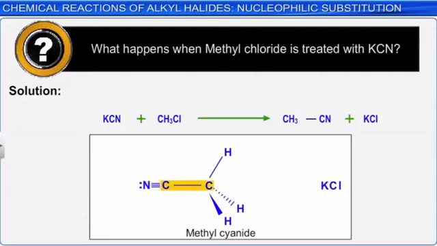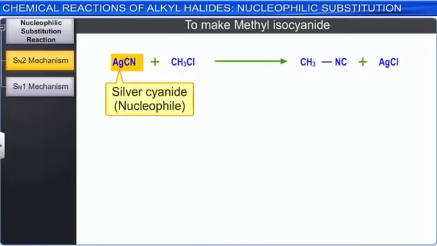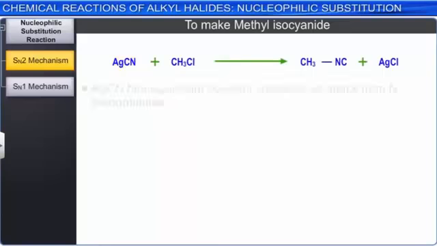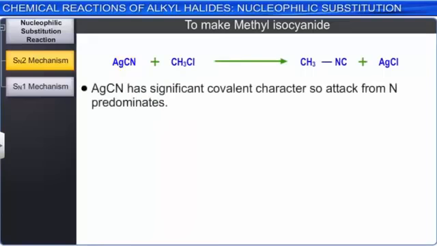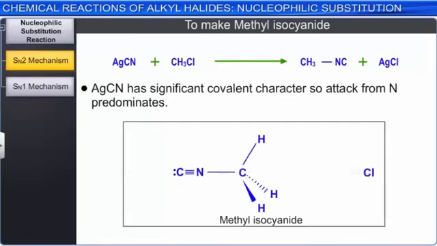However, the CC bond is more stable than the CN bond. So, methyl cyanide is the primary product. If we wanted to make methyl isocyanide as the primary product, we should have used silver cyanide as the nucleophile. Since silver cyanide has significant covalent character, linking through the nitrogen atom predominates.